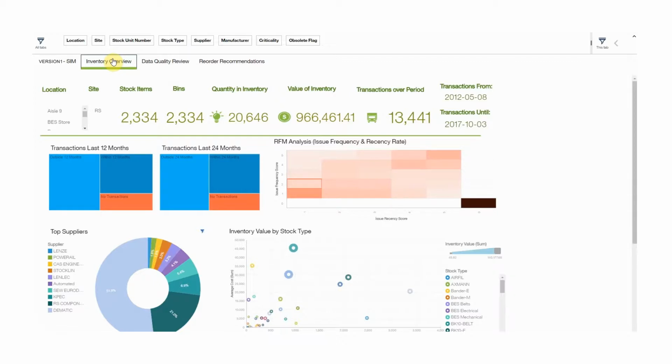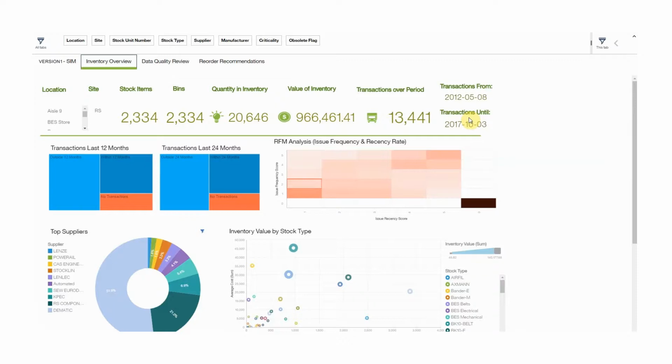As you can see from the top-level figures here, we can get a high-level view of the number of stock items we have, the quantity of these stock items we hold in the warehouse, the value associated with this inventory, and when our transaction usages have been from and until. In this case, May 2012 until October 2017.